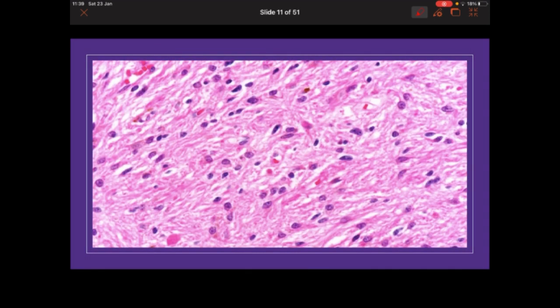This is another view of pilocytic astrocytoma. Again, we can appreciate this is a low power of pilocytic astrocytoma. This is hyaline globules. And we can appreciate that the cells are oval, rounded, and some are elongated and spindled.